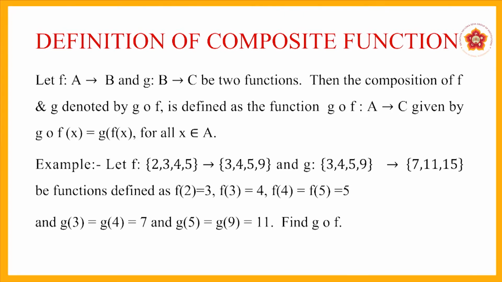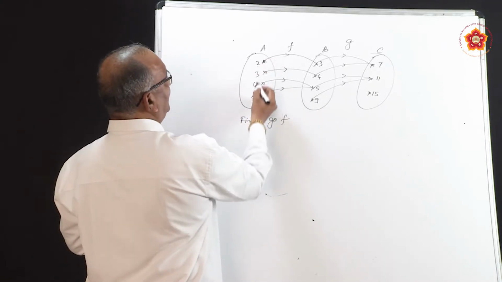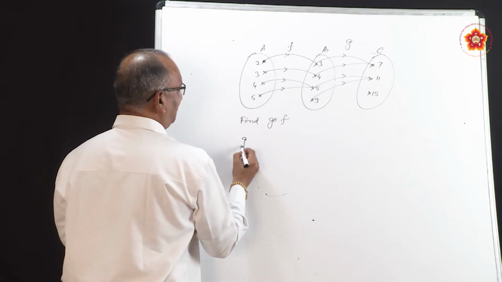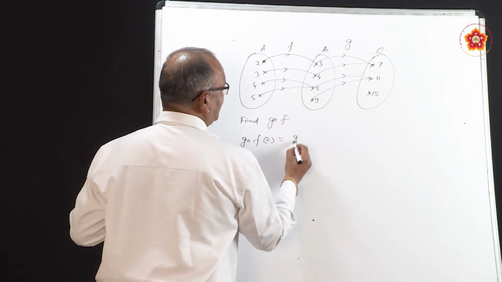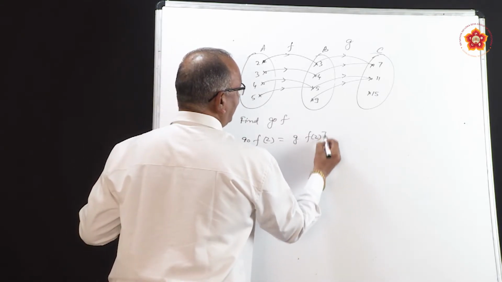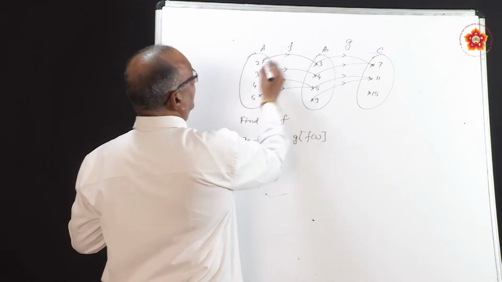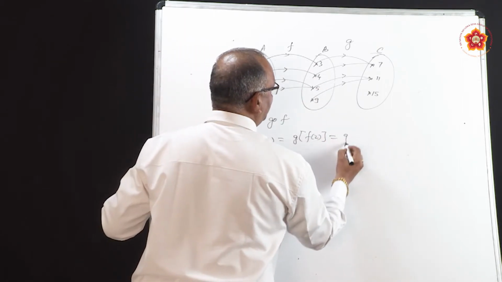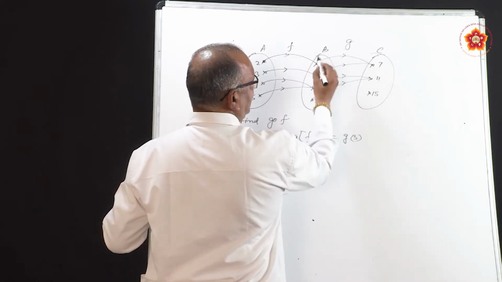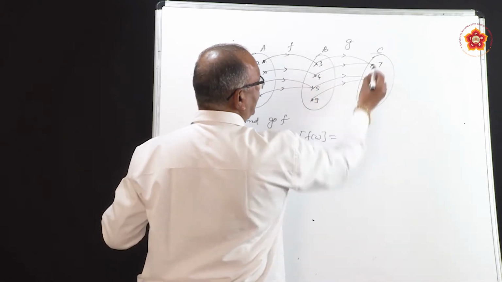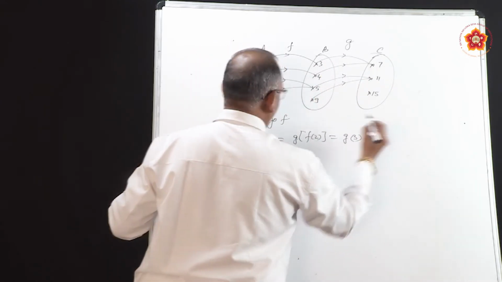Look at the diagram. In set A we have elements 2, 3, 4, 5. So if you want to find g o f of 2, we will say it is g of f of 2. And what is g of f of 2? It is g of 3. And g of 3 means g is a function from B to C. The image of 3 is at 7. So the answer is 7.